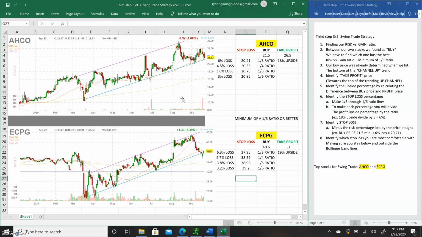We're going to be talking about swing trade strategy. This is the third step out of the three before we make our execution on this trade.